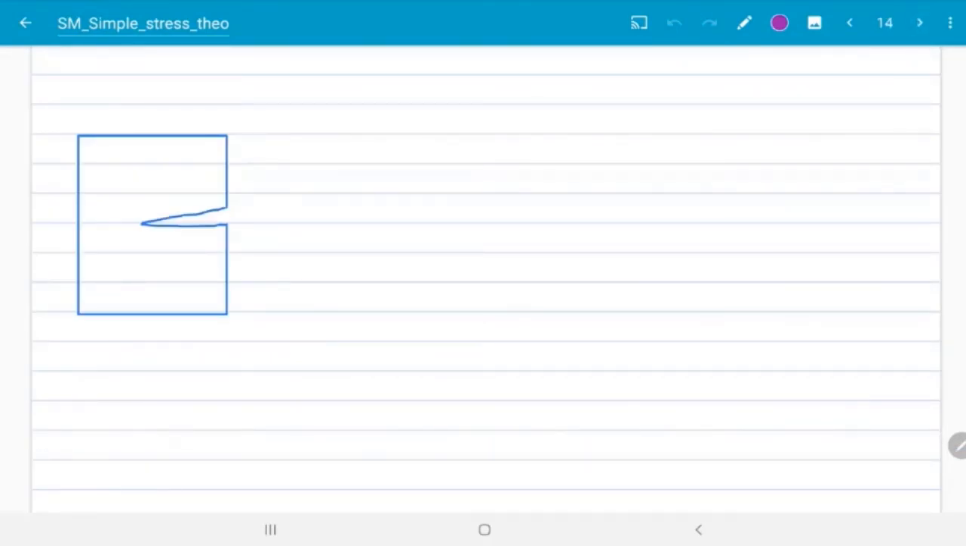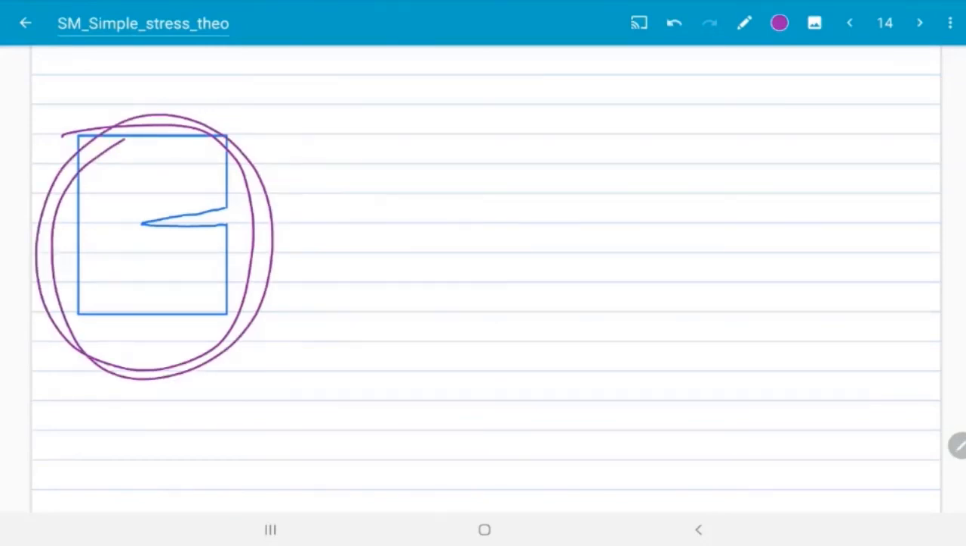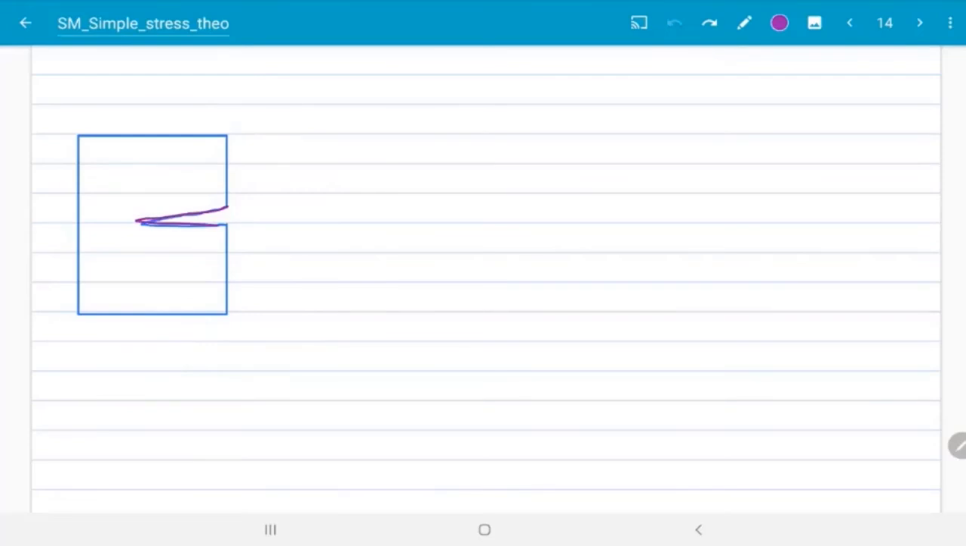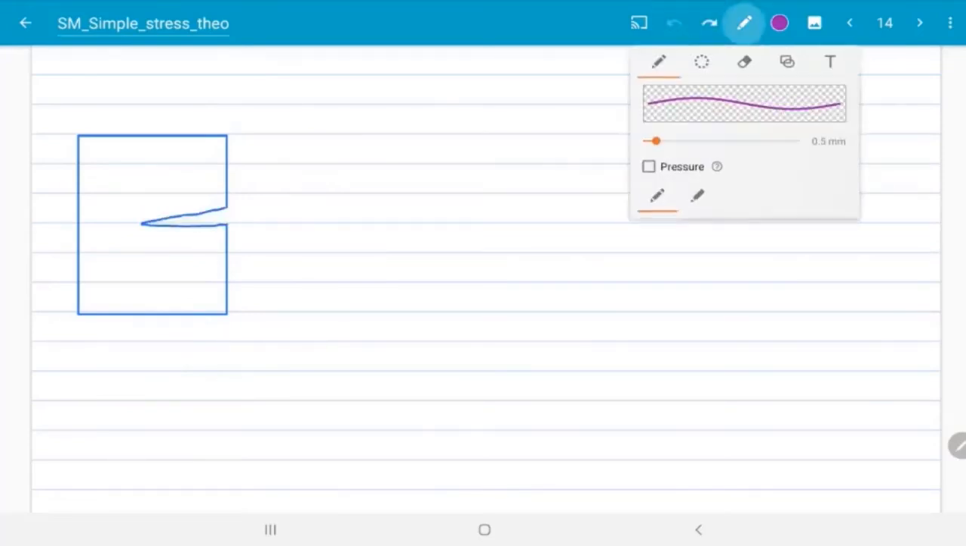See this slide. There is a plate. We are making a small cut here. Right. It is assumed as a plate with a crack. The crack is purposely made by us. Right. Now, what am I going to do?